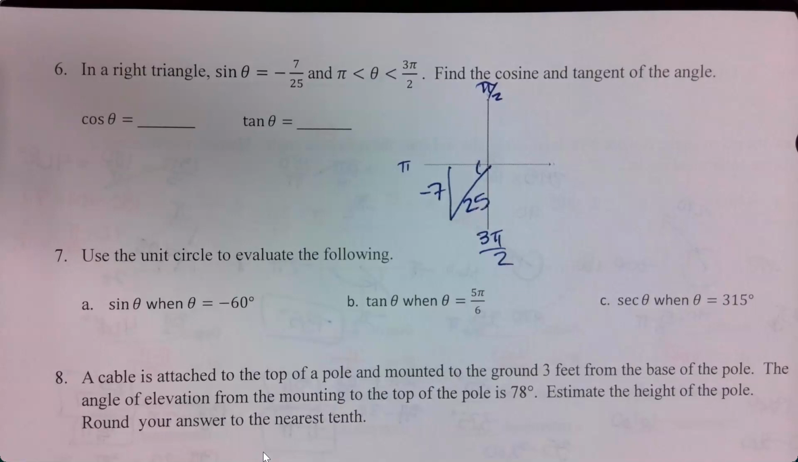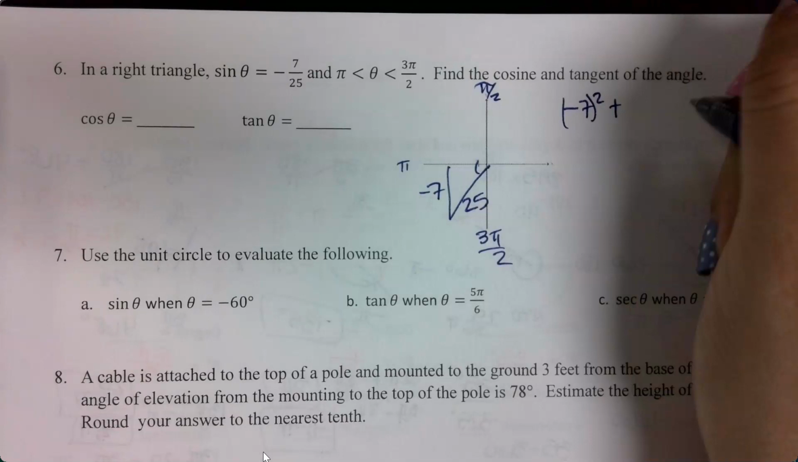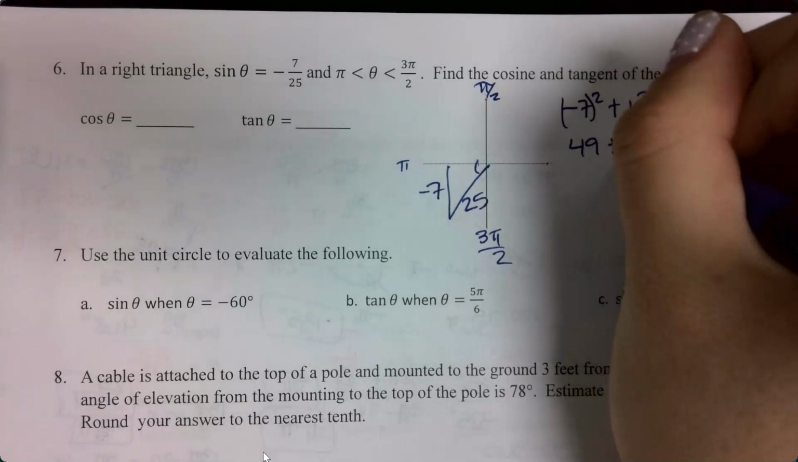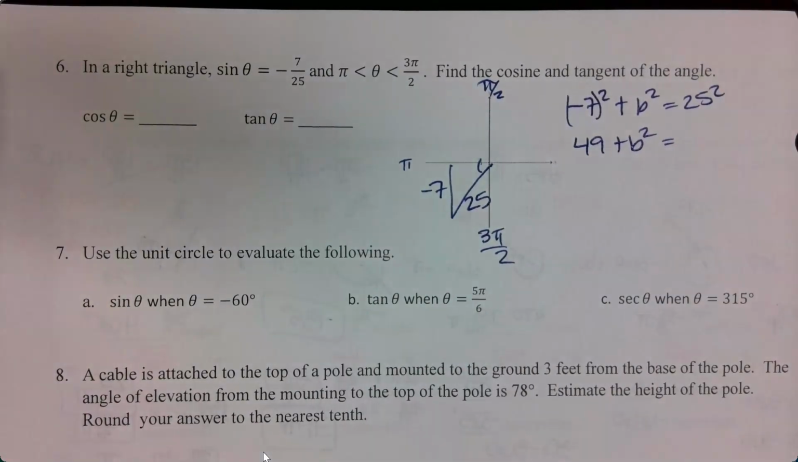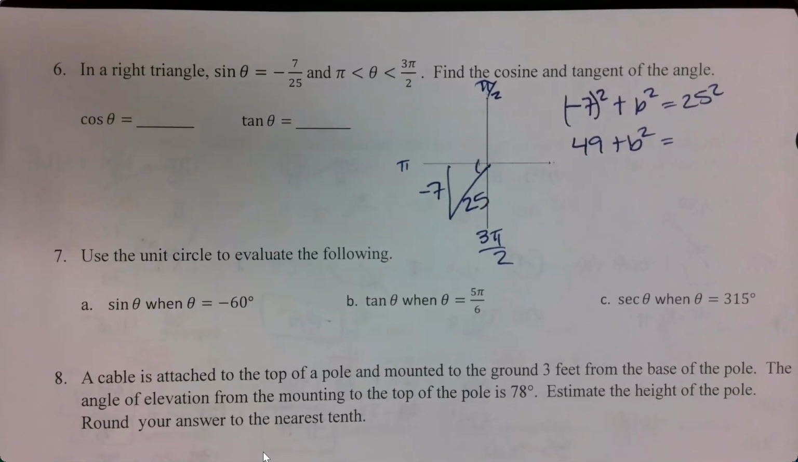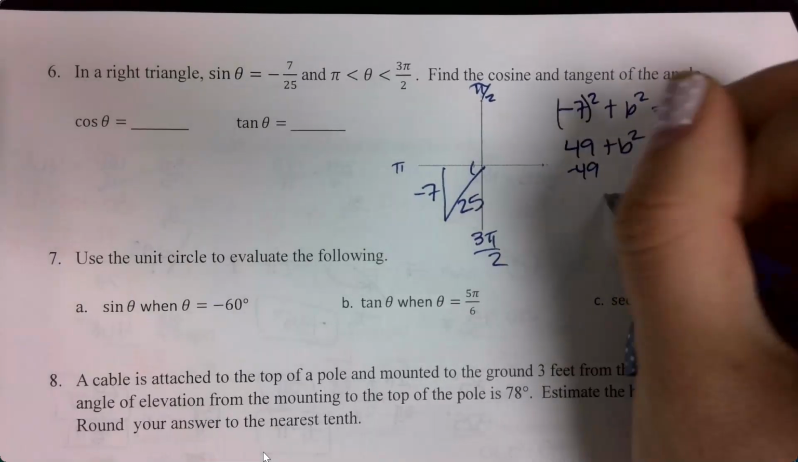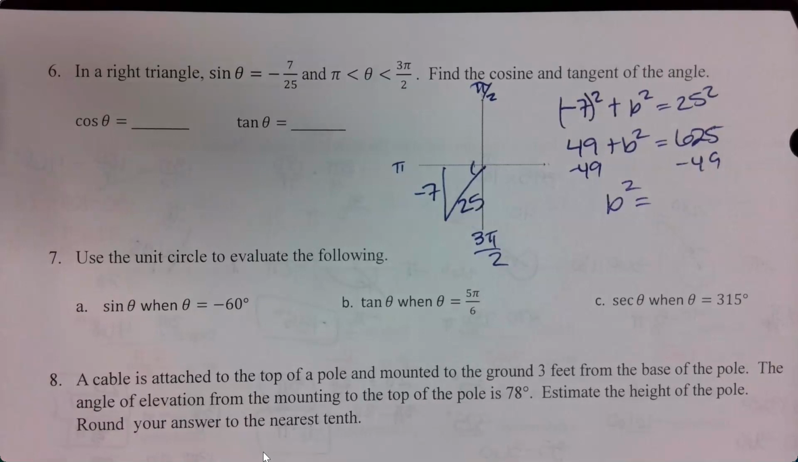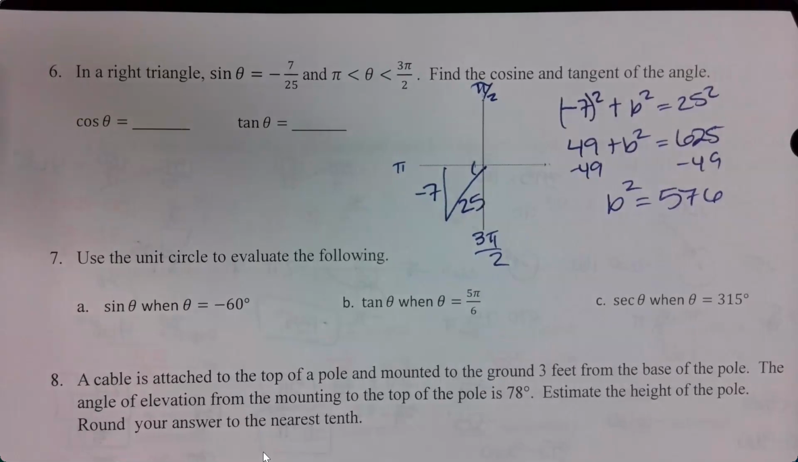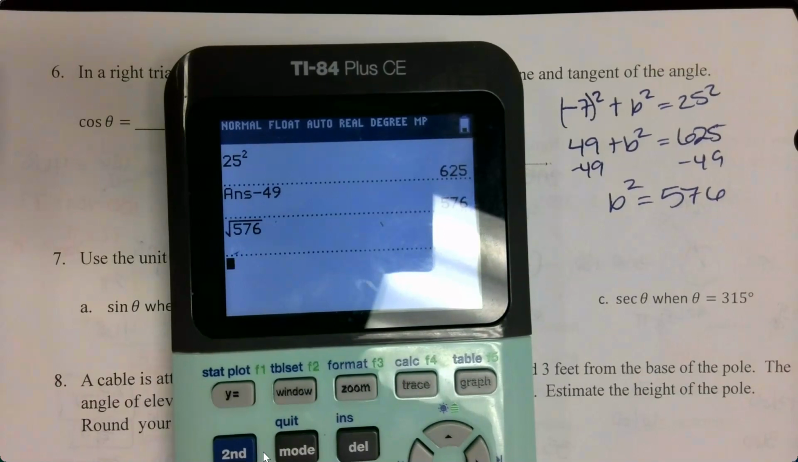My hypotenuse is 25. I need to find that missing side length, so I'm going to have negative 7 squared plus b squared equals 25 squared. Negative 7 squared is 49. 25 squared is not a number I know off the top of my head. That is 625. So then I want to subtract 49 on both sides. We get b squared equals 576. And I want to go ahead and take the square root of that, which gets me 24.